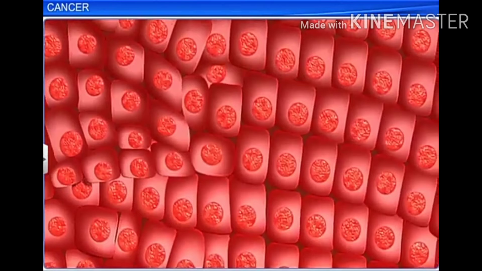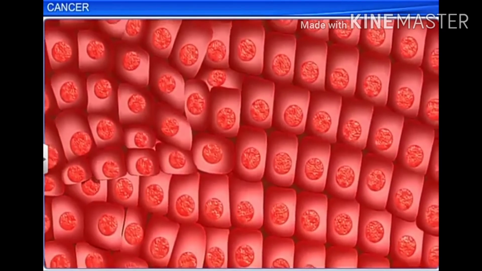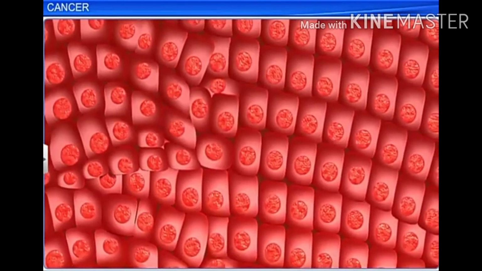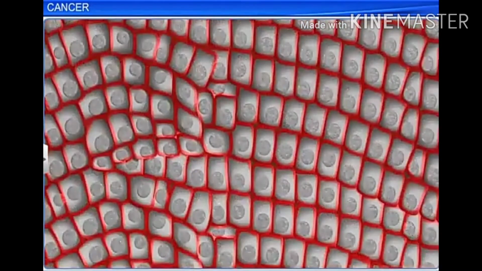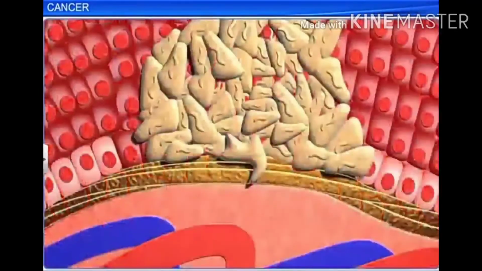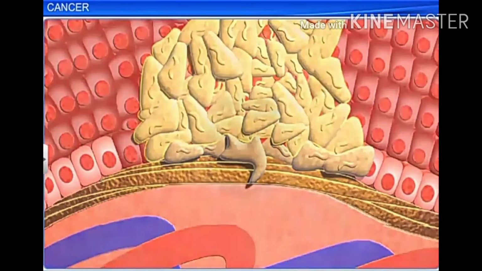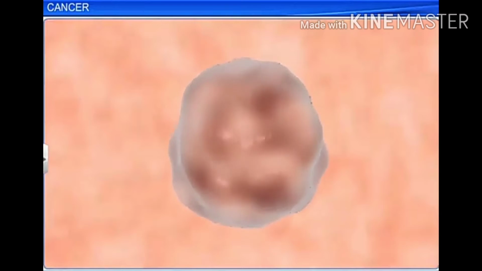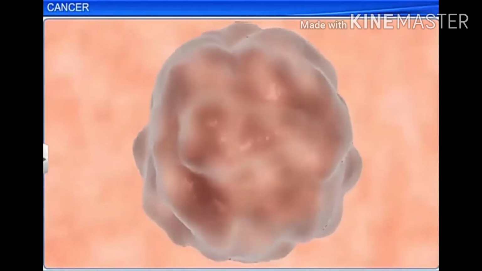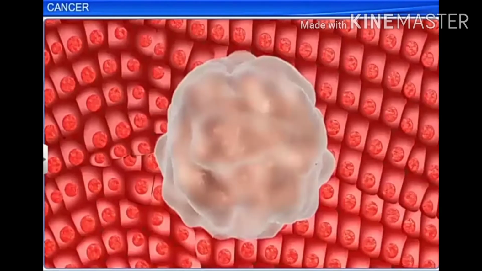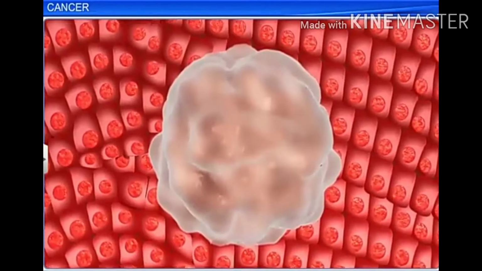Normal cells display the property of contact inhibition, that is, the inhibition of uncontrolled cell growth due to their being in contact with other cells. In cancer cells, this property of contact inhibition is completely absent. As a result, cancerous cells divide to form abnormal masses of cells called tumors. Tumors are either benign or malignant.